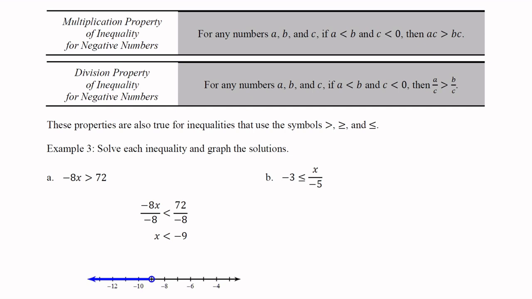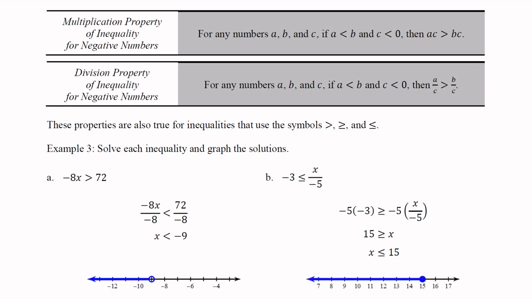For B, we have to multiply each side by negative 5. Doing so, we have to flip our inequality sign from less than or equal to greater than or equal to, and that gives us 15 is greater than or equal to x, or x is less than or equal to 15. Okay, you can flip the whole thing to aid in your graphing of the inequality.